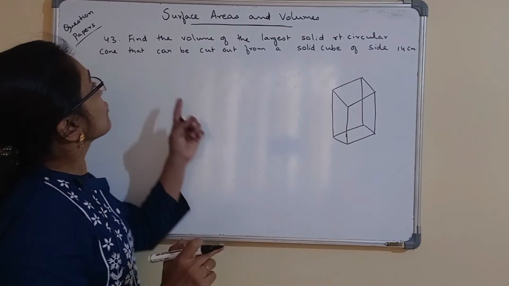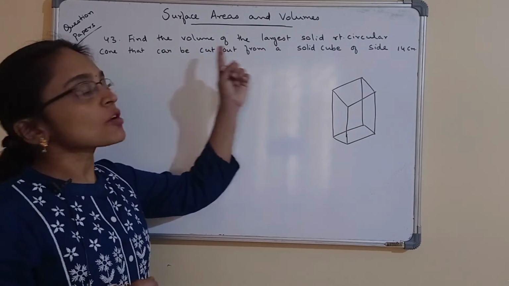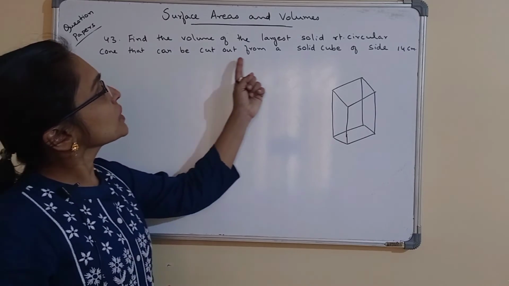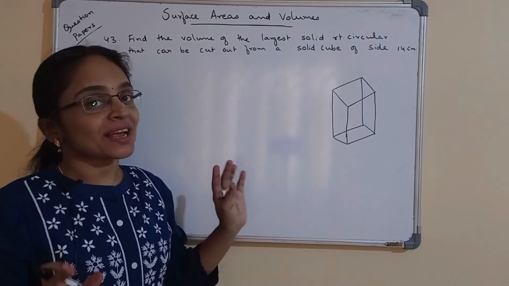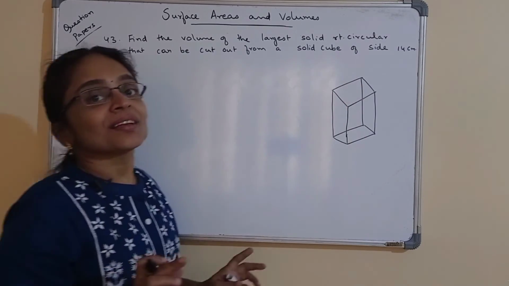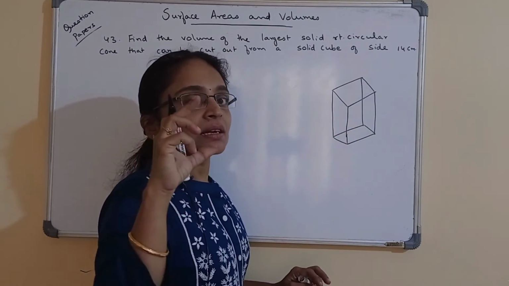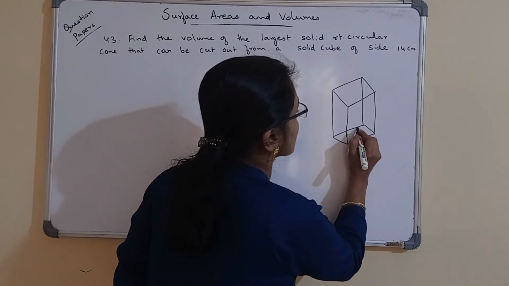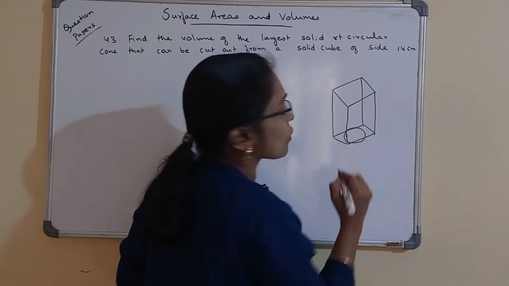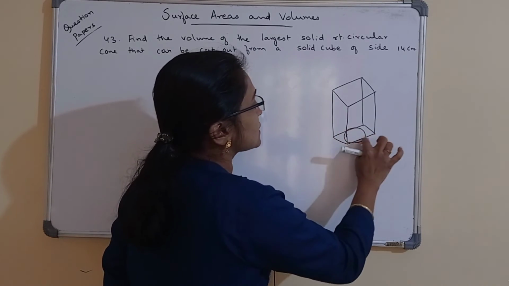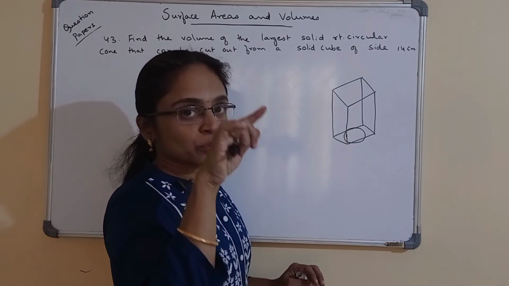Next question. Find the volume of the largest solid right circular cone that can be cut out from a solid cube of side 14 centimeter. We know that the base of the cone will be the largest circle that can be inscribed in the cube, that is, the base of the cone will be touching all the sides of the cube, right?